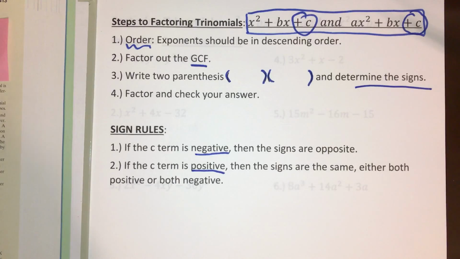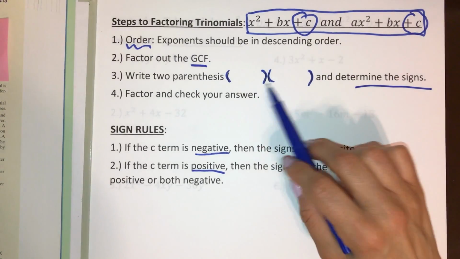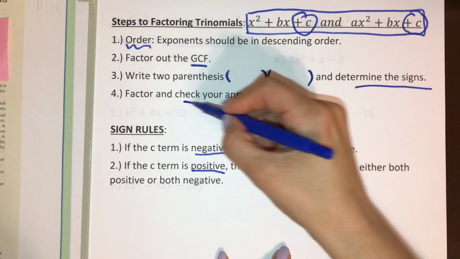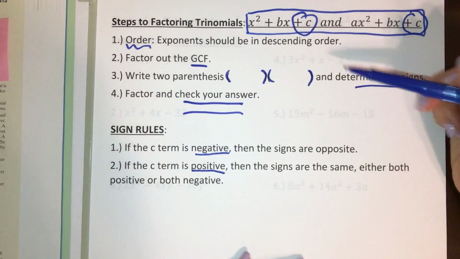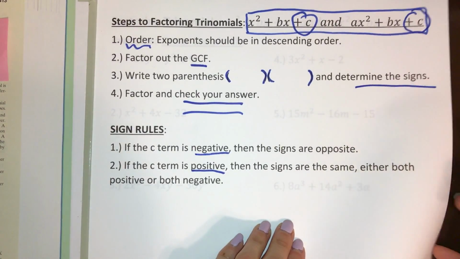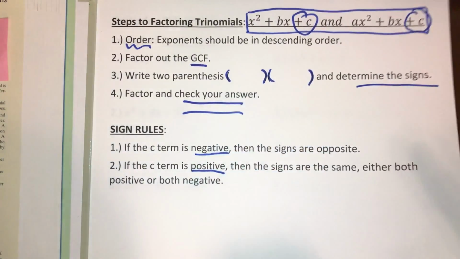Once we figure out the signs, then we want to factor, and then of course you want to check your answer. Any of these problems are easy to check, so always check your answer at the end, and I'll show you how to do that. So we'll keep these steps in mind, but let's take a look at the examples.